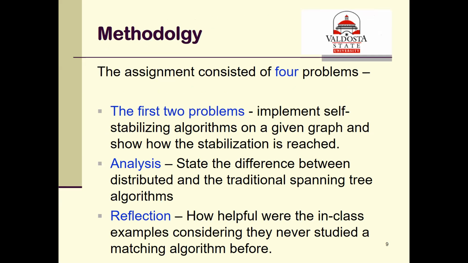Now let's talk about the assignment. The assignment consisted of 4 problems. Out of those 4 problems, the first 2 were where the students actually had to implement the 2 algorithms. So they studied the algorithms. For some cases, they have examples provided, and for some other cases, they don't have any examples provided. But the first 2 problems required the students to implement the algorithms on a given graph and show how the stabilization is finally reached.